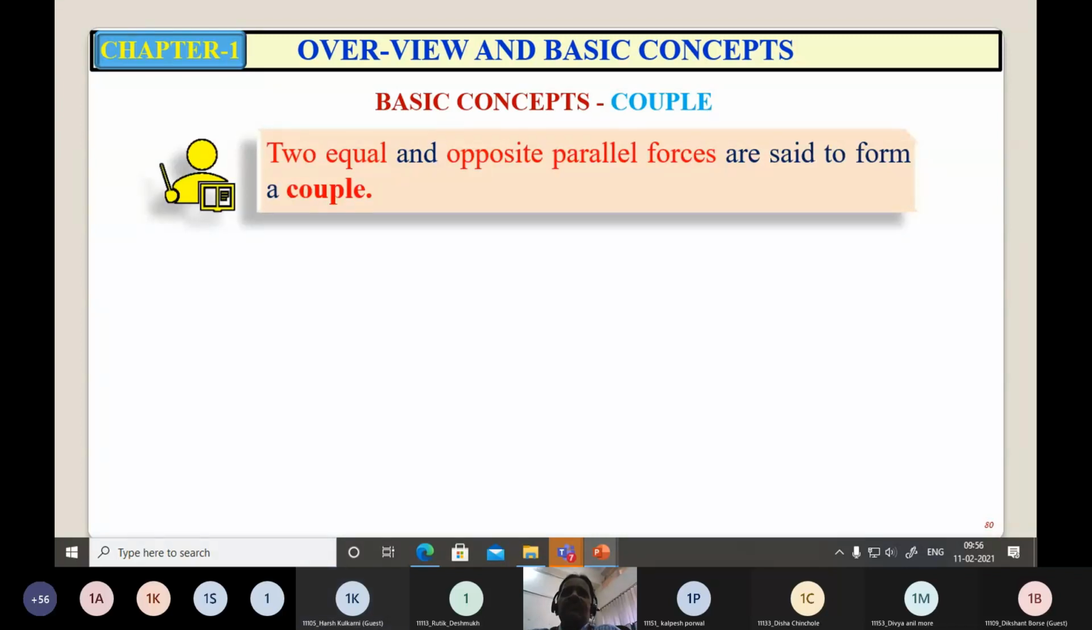So couple is defined as two equal and opposite parallel forces. When two equal and opposite parallel forces are acting on a body, you can say that those forces are forming a couple. Two equal magnitudes, opposite sense, and parallel. The lines of action of those forces are parallel to each other. For example, let us consider 2 points A and B on a body. The two forces of magnitude F are acting at A and B, but the lines of action are parallel to each other, and the sense of the force is opposite. So two equal and opposite parallel forces are said to form a couple.